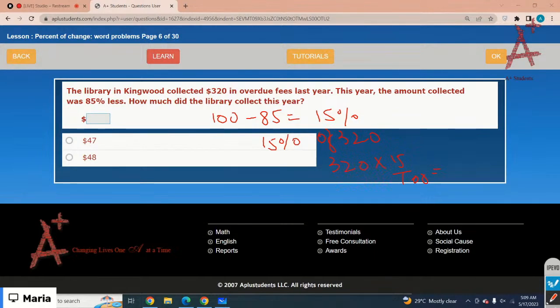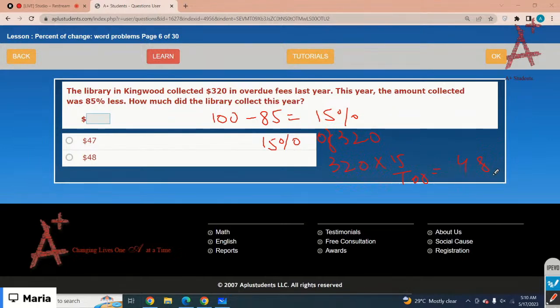It would be 320 times 15 over 100. That equals 48. That means this year it would be 48. Basically, you have to calculate. It would be now 48.